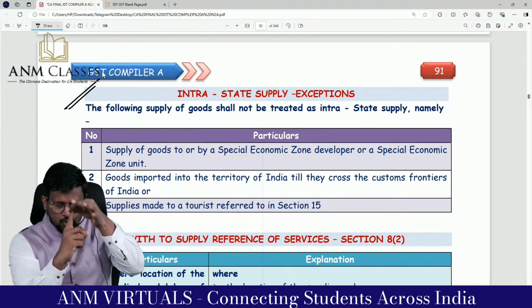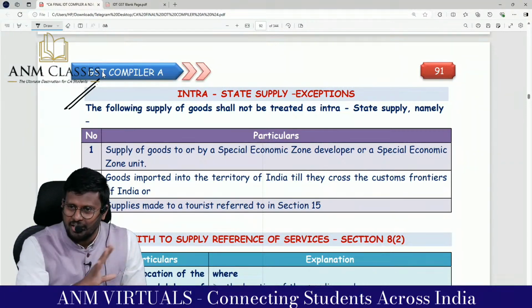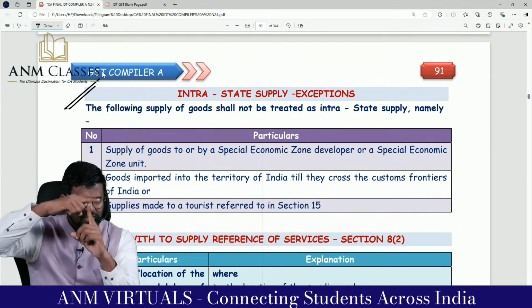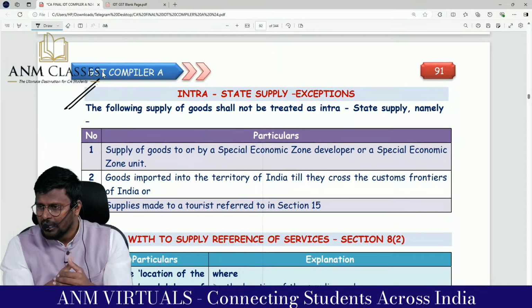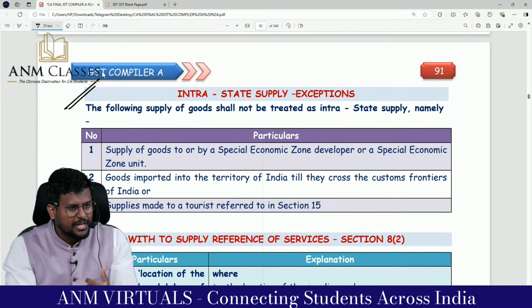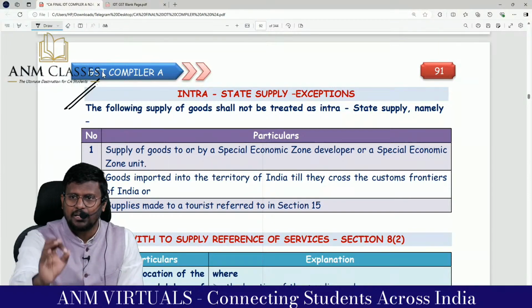But intra-state supply is saying that we are having 3 exceptions, right? If you are importing goods from outside India to India, it is not an intra-state supply, right? If you are making supply to a tourist, it is not an intra-state supply. Either supply made to or supply by an SEZ unit or SEZ developer, it is not an intra-state supply.